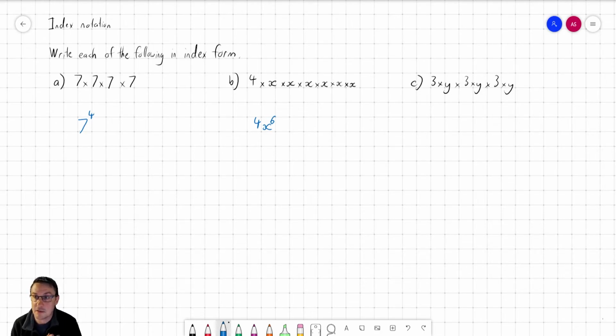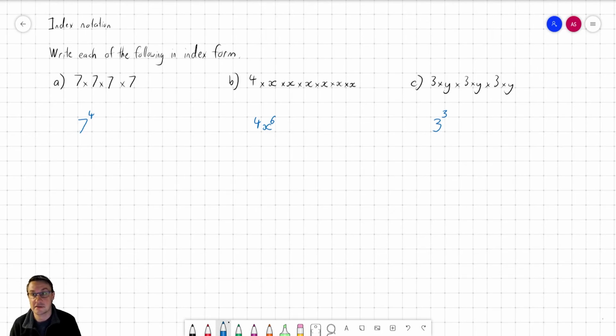Now, in part C, we've got multiple numbers and letters here. In this instance, we deal with the numbers first, then we deal with the letters. Dealing with the numbers, that's going to be one of the bases we have. So we can start by writing that 3 down, and we need to work out how many of them we have. We can see that we've also got 3 of these 3s here. So that's going to be to the power of 3.